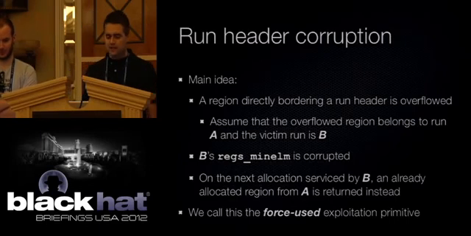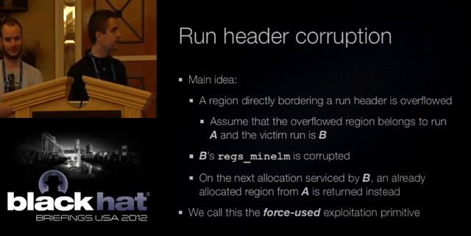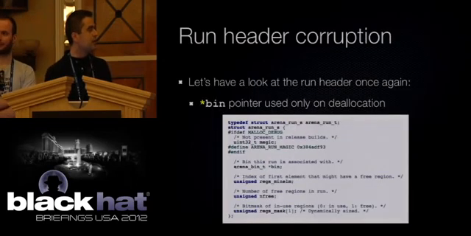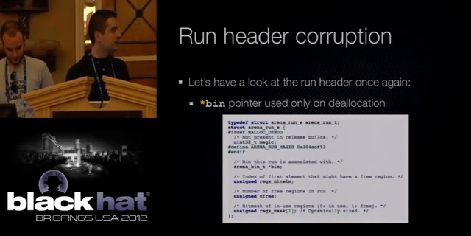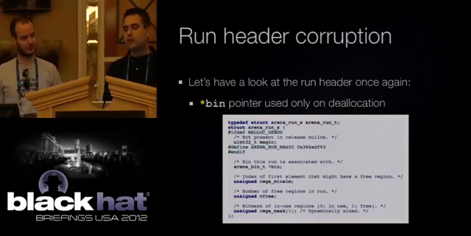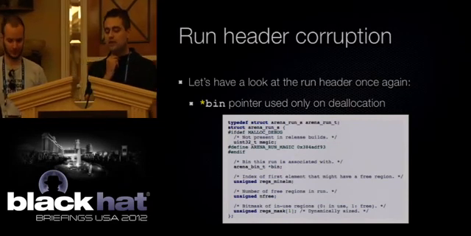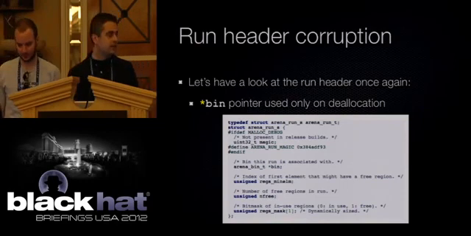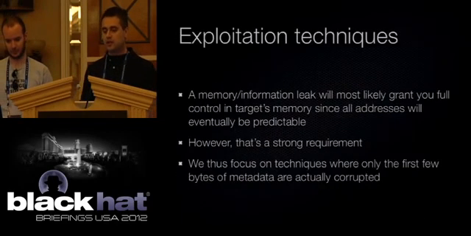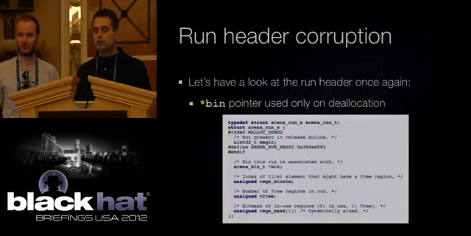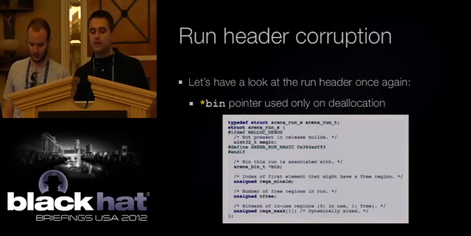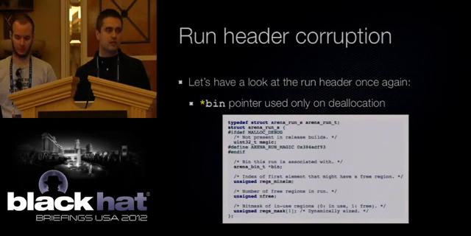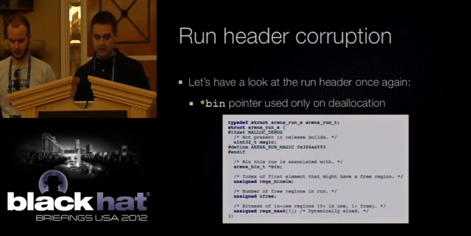Okay, so let's take a look at the run header again. So that's the run header, and our goal is to corrupt this regs_min_elm element here. Of course, you may wonder why we haven't corrupted this bin pointer here. By investigating we found out that this bin pointer is only used during the allocations, and furthermore, it requires a lot of control over the target application's memory in order to be able to manipulate it to gain code execution. So we decided to go for something simpler. So let's see what we can do.